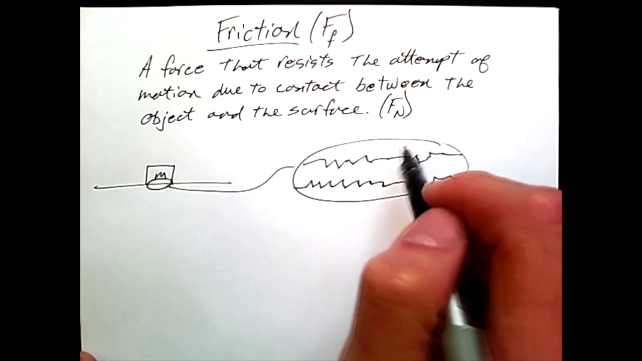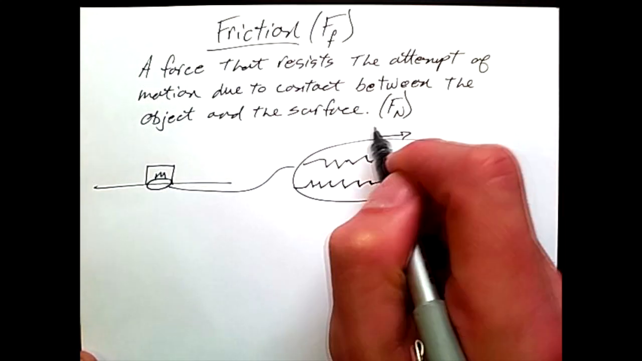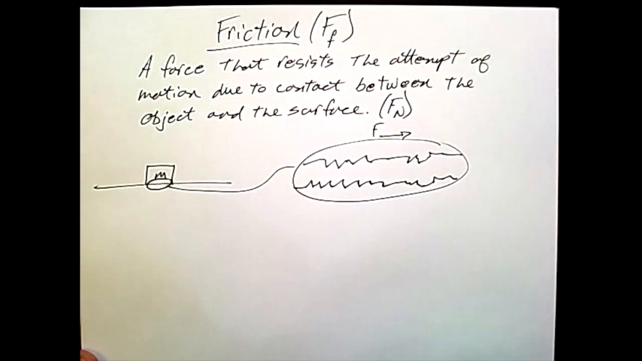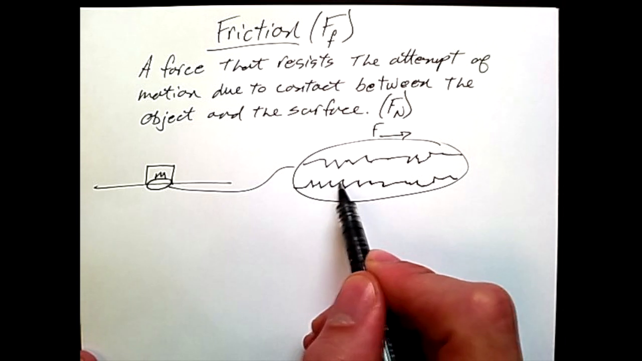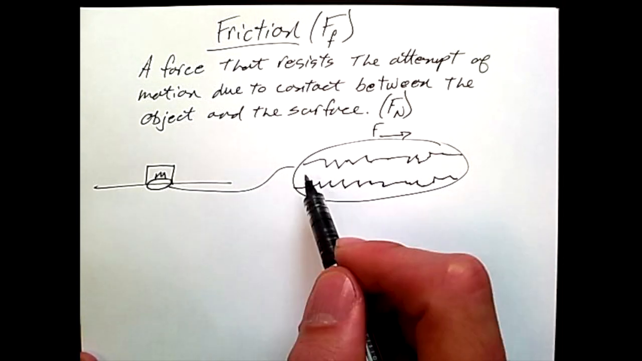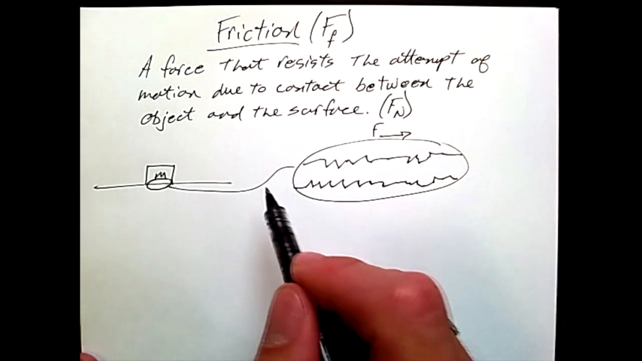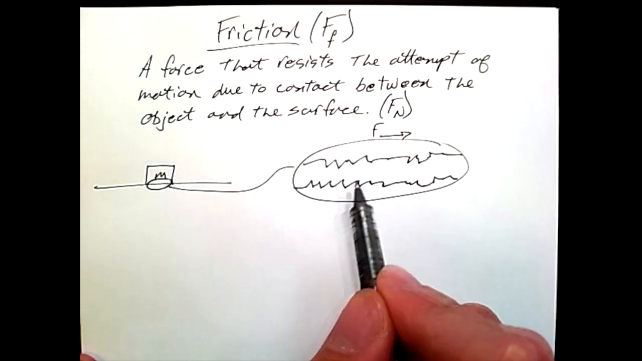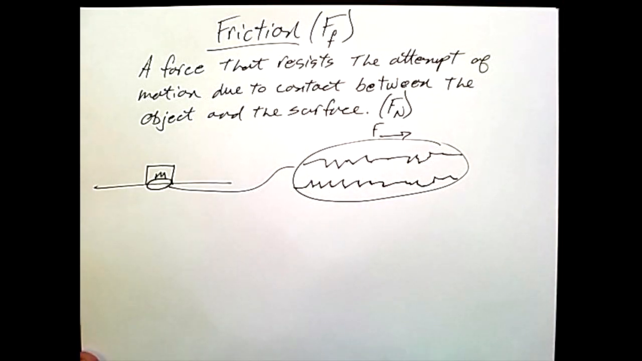So when I attempt to move mass M by pushing on it with a force forward, F, an applied force, that attempt at motion causes these teeth to push against each other. And so we end up with a counter force, which could be described as a normal force at each individual surface and summed together to create a resistive force to the motion. This is a comprising factor of friction.